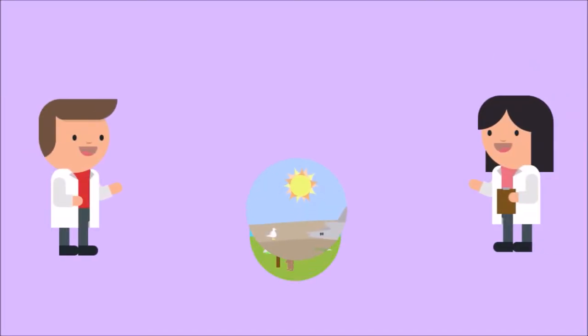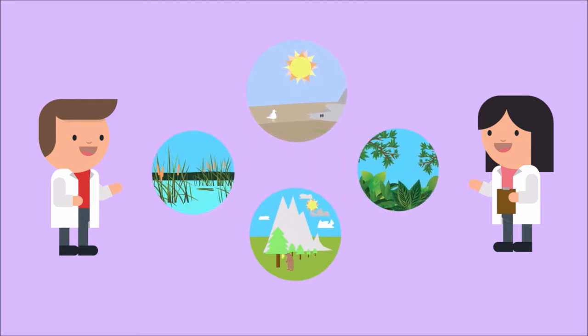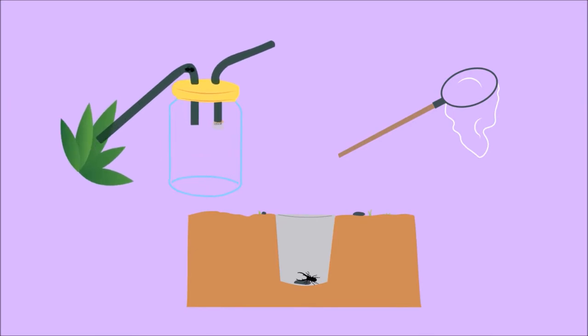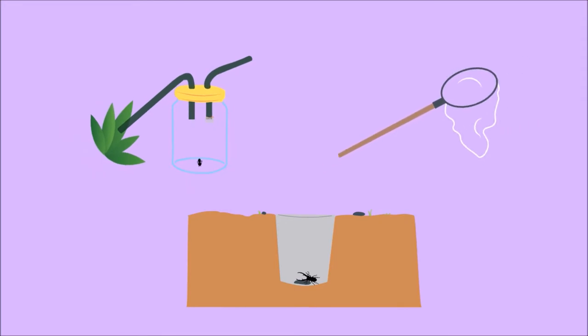But ecologists don't just study rocky shores. They use a variety of different environmental sampling techniques to investigate lots of different ecosystems. Here are some more examples of sampling techniques. This is a pooter, which is used to catch small insects. Here is a sweep net. These are used in areas of long grass to catch organisms. They can also be used in ponds.